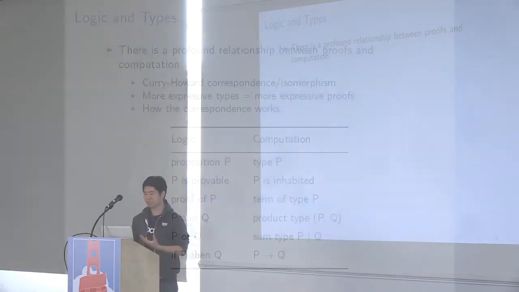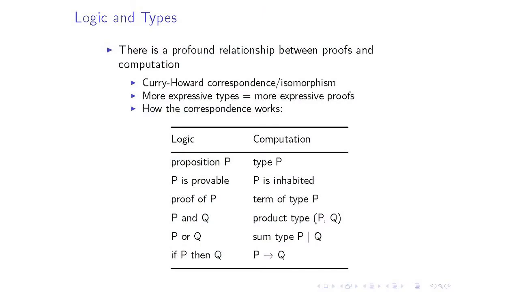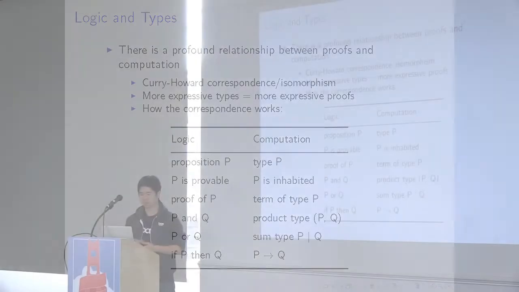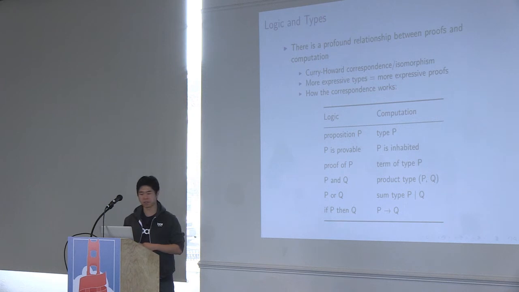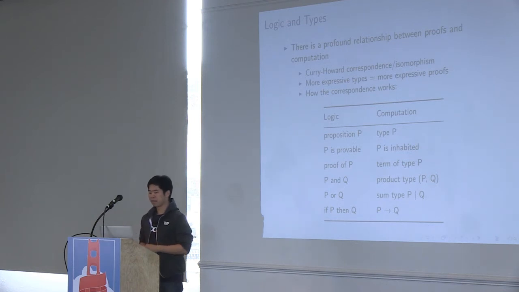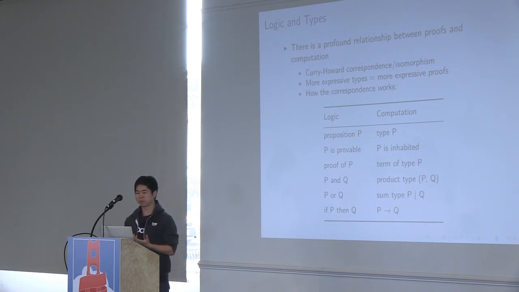So this relationship is known as the Curry-Howard correspondence, or the Curry-Howard isomorphism. And essentially, it boils down to the more expressive your type system is, the more expressive the proof that your program corresponds to becomes. So an example of how this correspondence works, I put some in this table here. The very basic unit you have in logic is a proposition, and that is simply just a type in our program. If you want to prove the proposition, you create a term of that type. So if your proposition is provable, it must have at least one term of that type.